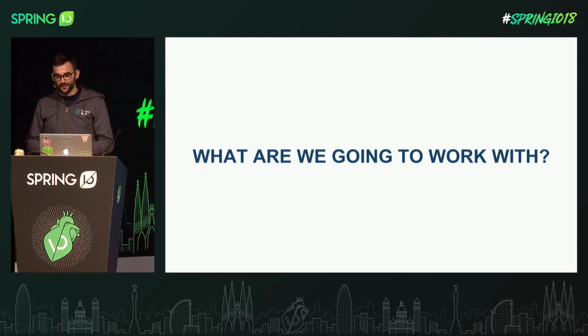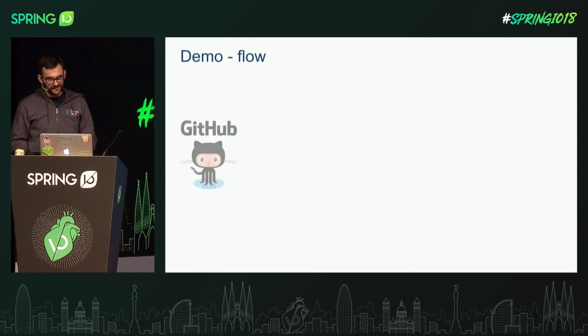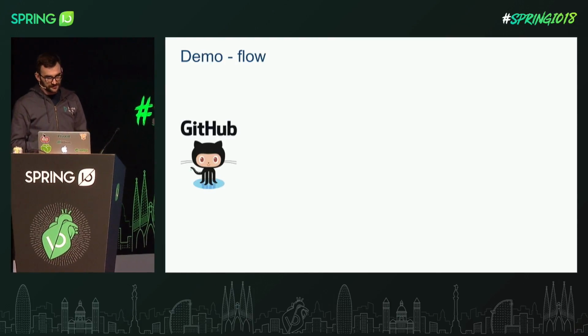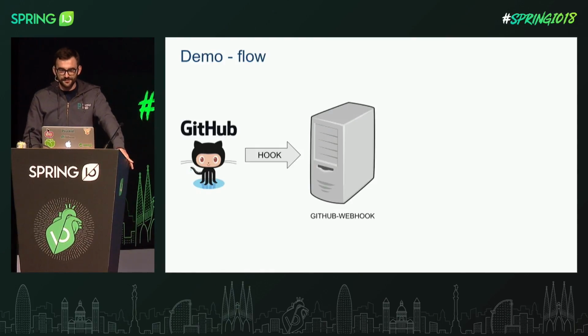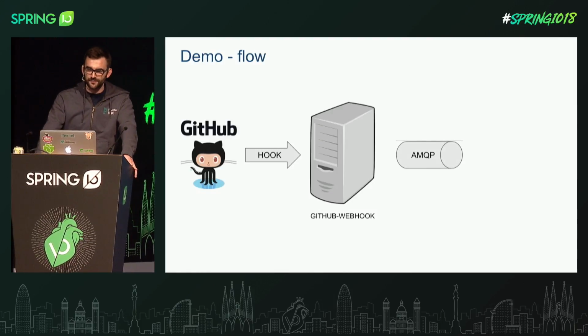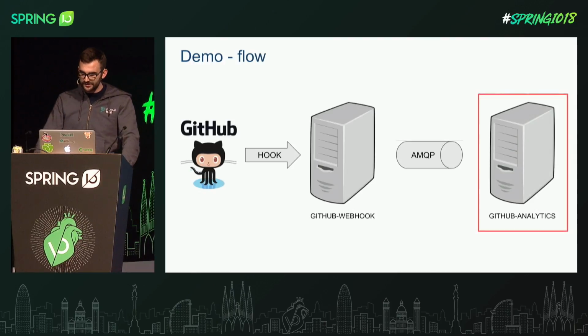Okay, so what are we going to work with? We're going to have a certain set of apps. There's going to be GitHub that emits hooks, like events, HTTP calls. And there's going to be an app called GitHub Webhook that, believe it or not, registers to the webhook from GitHub. And it's going to send a message via MQP to GitHub Analytics. And we're going to be focusing on GitHub Analytics quite a lot today.